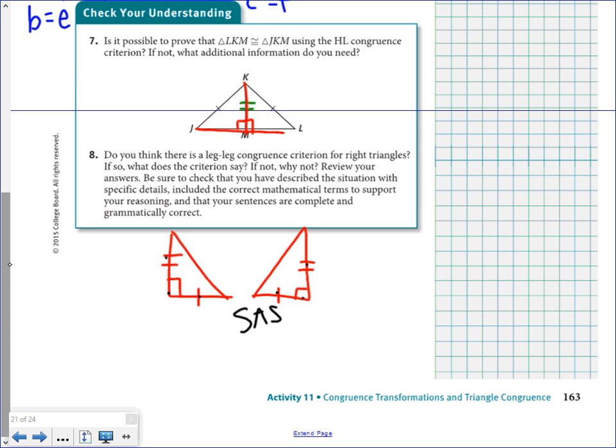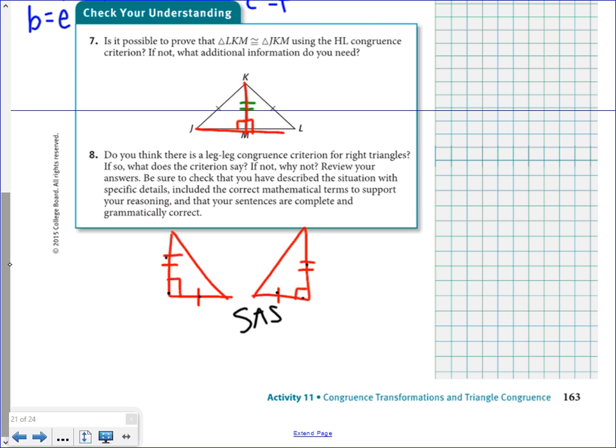There are actually 5 different right triangle congruences, but they all, except for hypotenuse leg, revert back to the side, side, side, side, angle, side, or angle, angle, side. So the only one that is specific that we need to learn is hypotenuse leg.